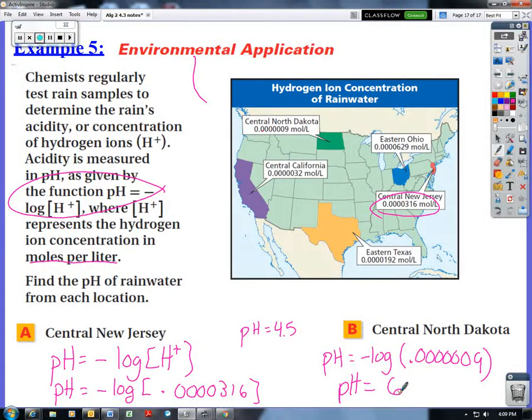That's less acidic than Central New Jersey, which should make sense because I believe probably over in New Jersey there's a lot more pollution, more population, maybe some more industry. I've never been there. I wonder what Alaska's is. If you wanted to, you could go online and find out what the hydrogen ion concentration for Alaska is, and you could figure out what the pH of their rainwater is. Okay, that's great. We're done.